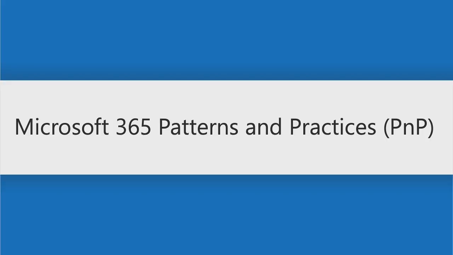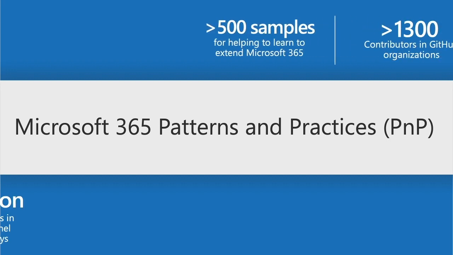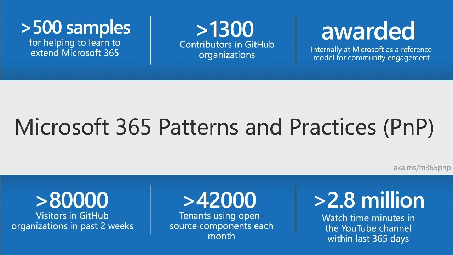Now, the PnP initiative has been quite successful throughout the years. We started back in 2014 publicly, and one year before that internally in Microsoft. Right now, if you look at the latest numbers, it's been massively successful. We already have more than 500 samples available to learn how to extend and use Microsoft 365. We have more than 1,300 contributors who have contributed to our open source initiatives, including the documentation and samples which are available.